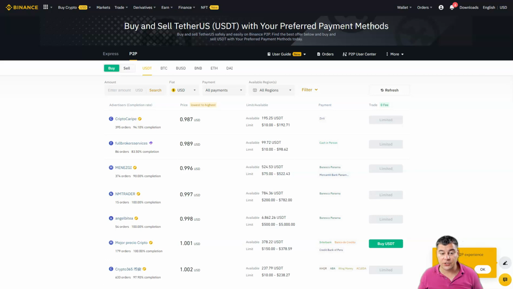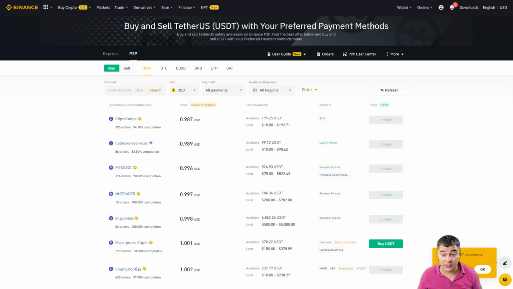Each ad contains information about the price, available trading volume in cryptocurrency, minimum and maximum amount per transaction, and traders' statistics. Pay attention to the terms of the deal, because this section contains additional information from the seller, and really pay attention to this section.